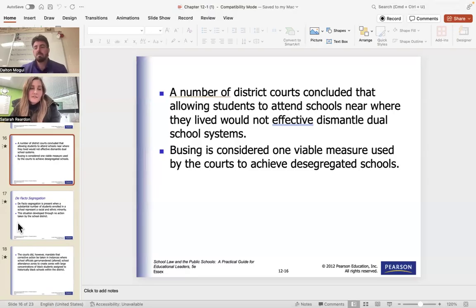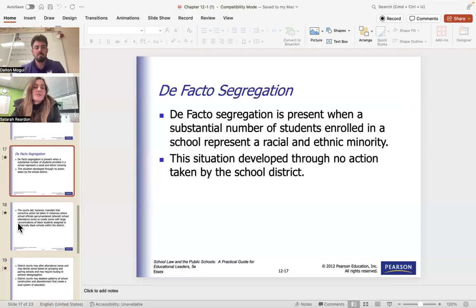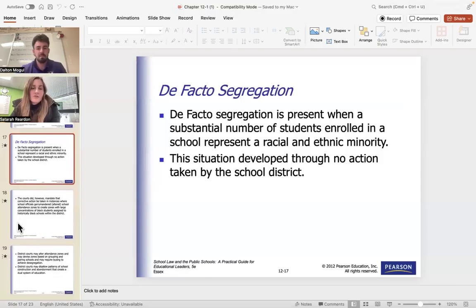De facto segregation is present when a substantial number of students enrolled in a school represent a racial and ethnic minority. This situation developed through no action taken by the school district. So it isn't because the school district purposely created separated schools. Instead, it happens because of factors like where people live, social or economic conditions, or other outside influences without the school taking any specific action to separate schools or students.